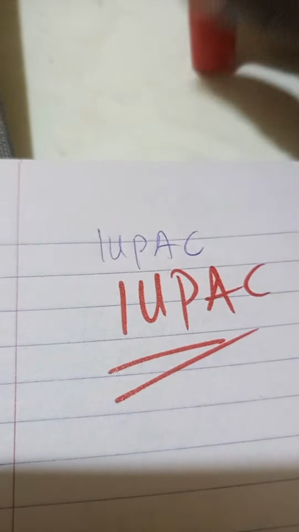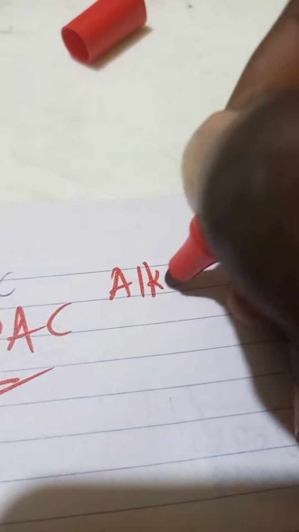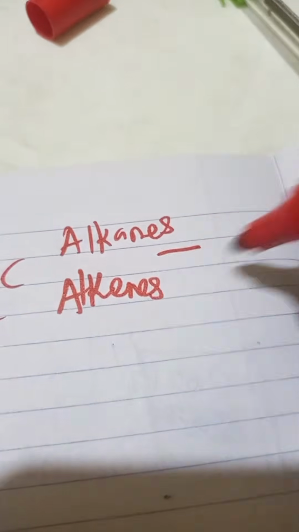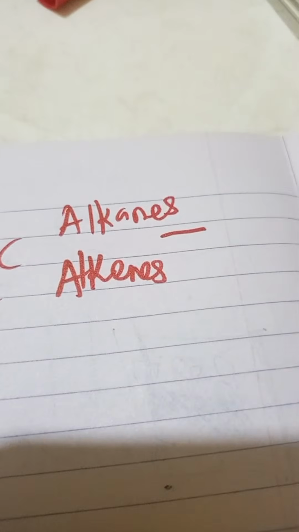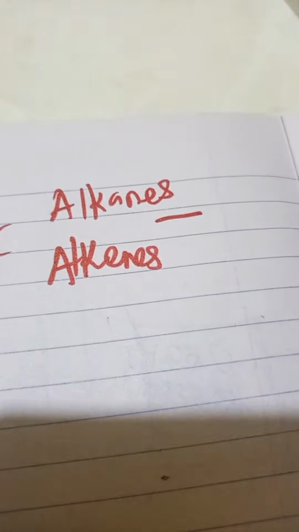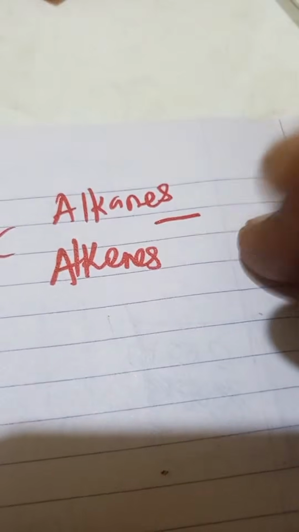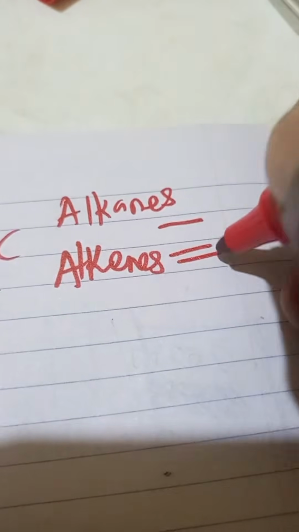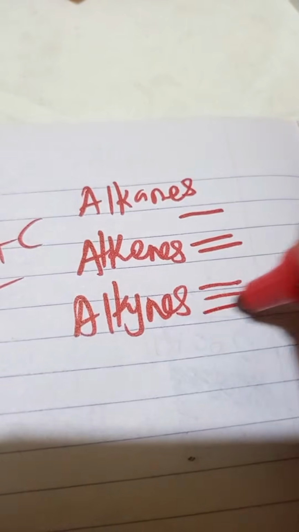The first thing we're going to look at is alkanes. Alkanes have single bonds. What about alkenes? How many bonds are in alkenes? Don't worry, I will teach you benzene. Benzene is a small thing. Double. Nice one, Blessing. Then alkynes. Alkynes have a triple bond.